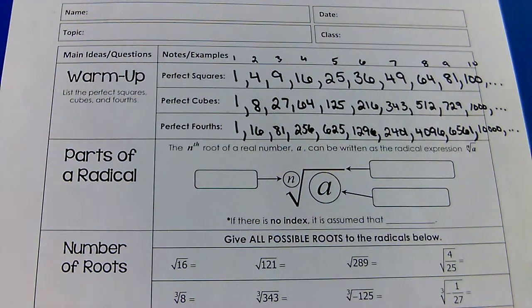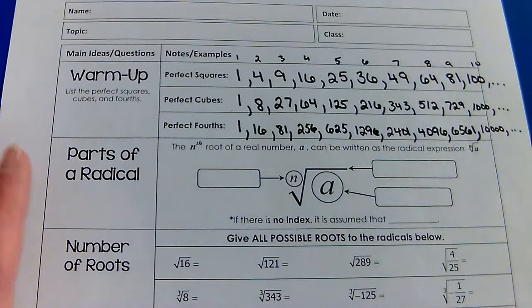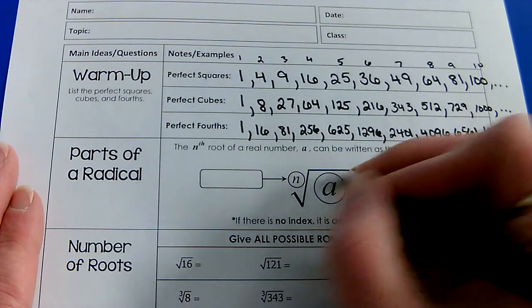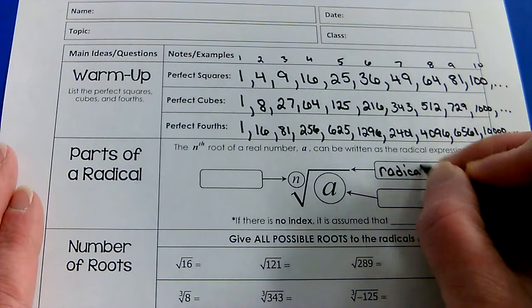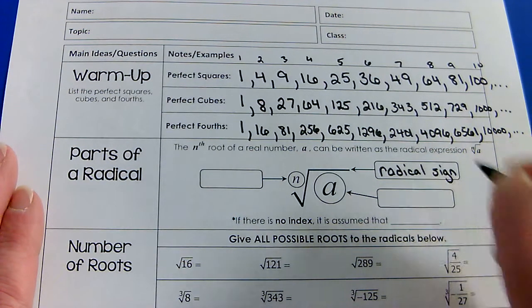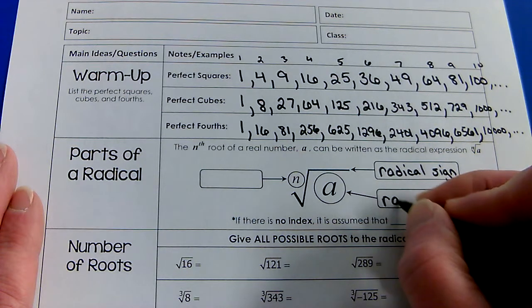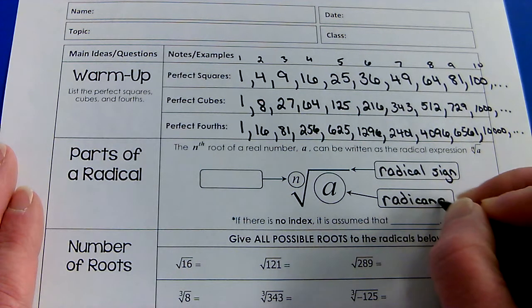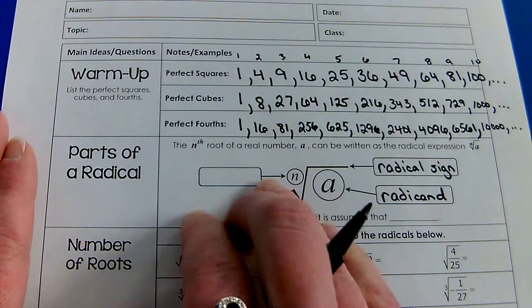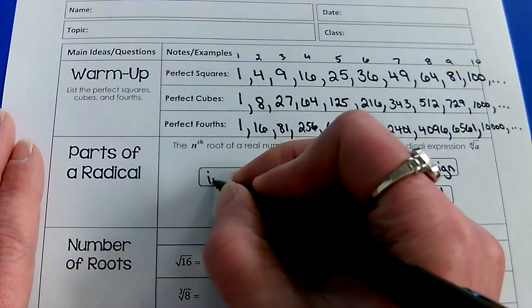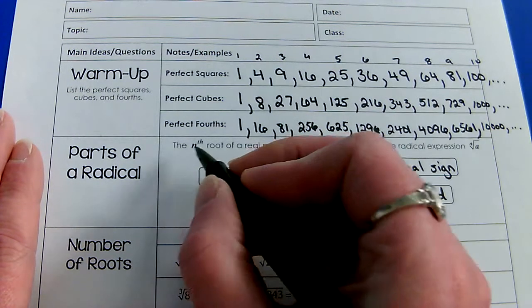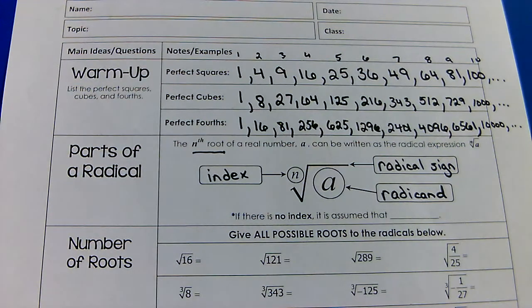Now let's look at parts of a radical. So a radical, this symbol right here with a little hook and then the flat part, is called the radical sign. What's underneath is called the radicand. The number out here is called an index. And it determines the type of root. So that number decides the root, whether it's a square root, a cube root, a 4th root, a 5th root.